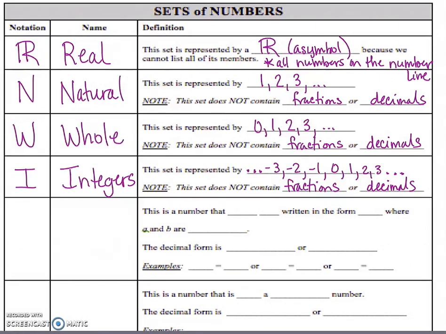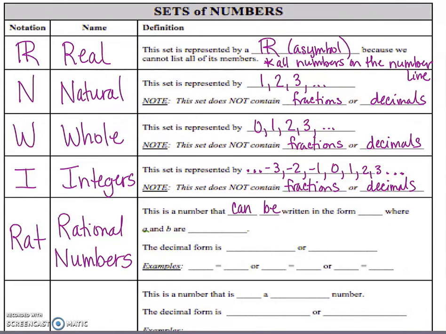Then the next set, getting bigger here, is the rational numbers. Rational numbers we are going to denote RAT. A rational number is a number that can be written in the form A over B, where A and B are integers. That's a fancy way of saying that a rational number can be written as a fraction. And what's important is that anything that can be written as a fraction, when you turn it into a decimal, the decimal form is either going to be terminating, meaning it ends, or repeating.